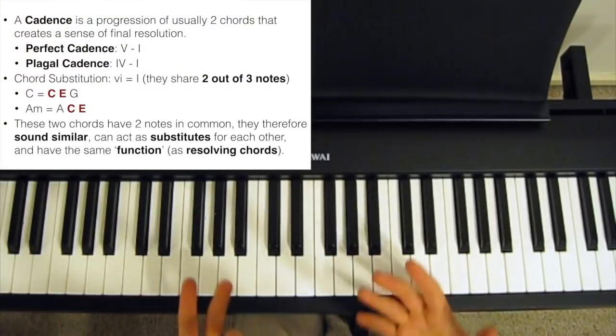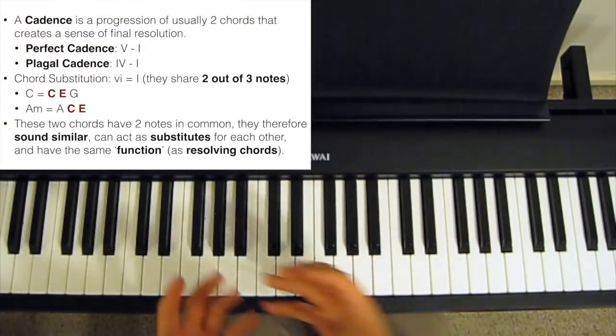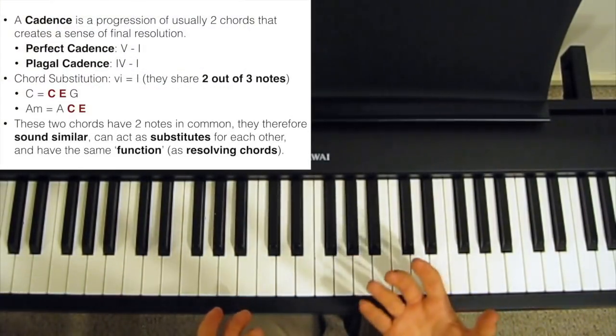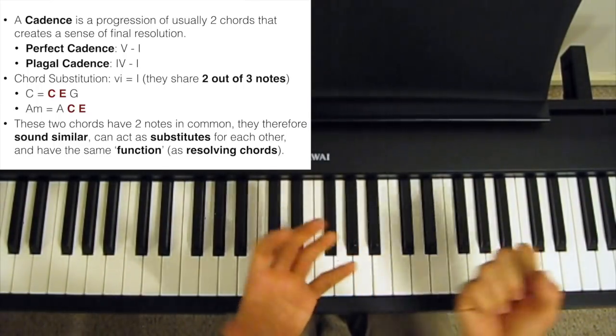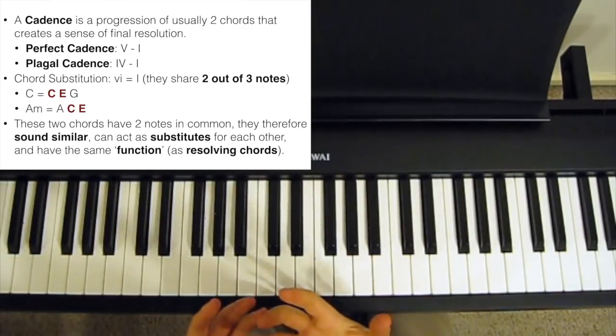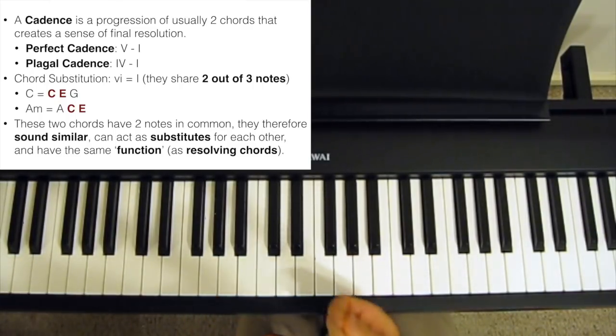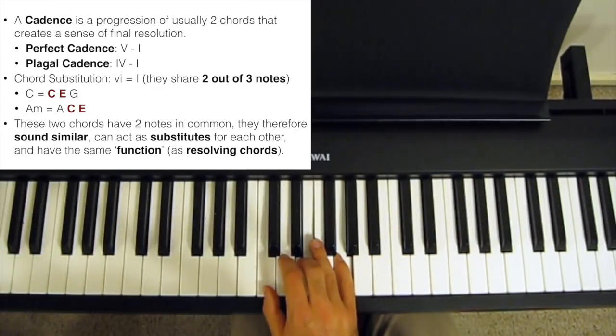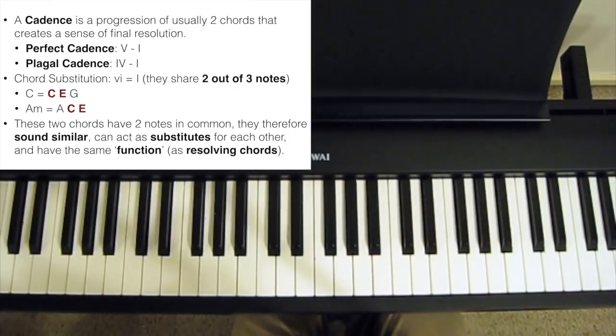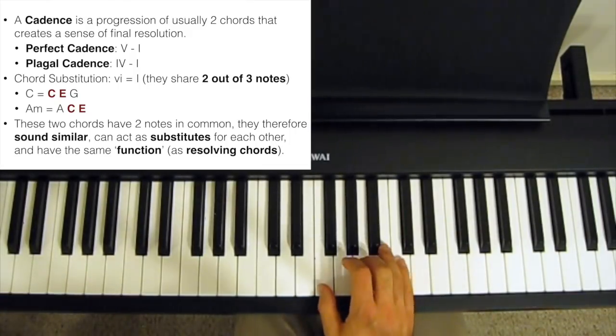And secondly, this chord progression is really just 2 cadences, one after the other. Now, a cadence is a progression of usually 2 chords that creates a sense of final resolution in a progression. We build tension and then we resolve that tension in a cadence. And the 2 main types of cadences are a perfect cadence, so a 5-1, and a plagal cadence, or a 4-1.